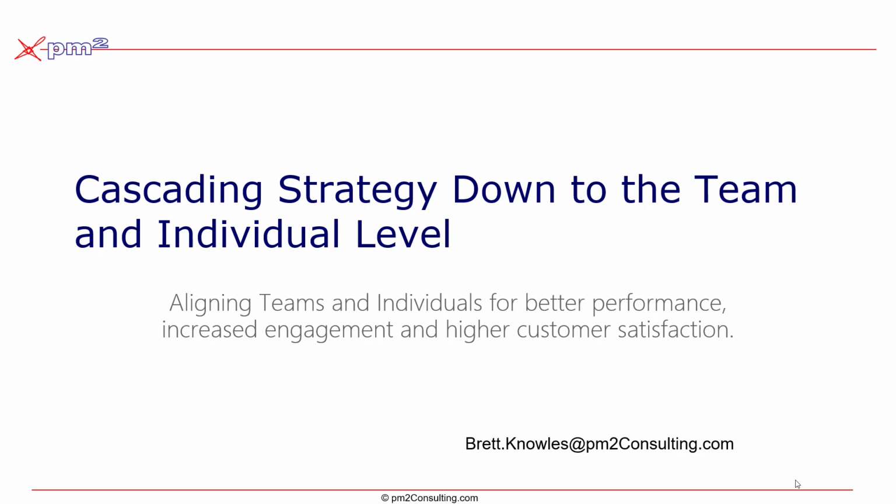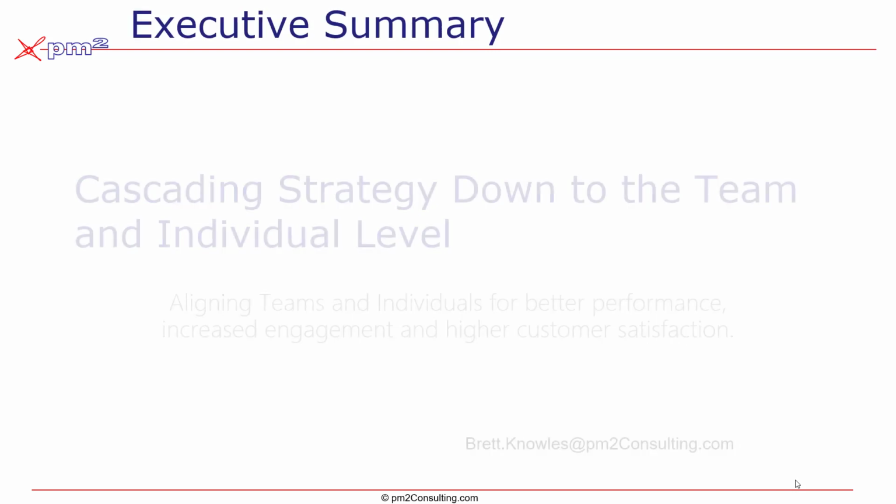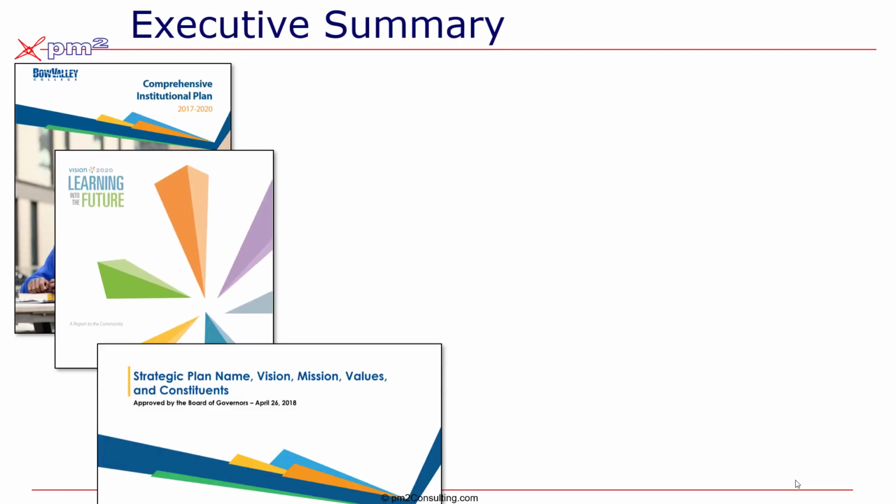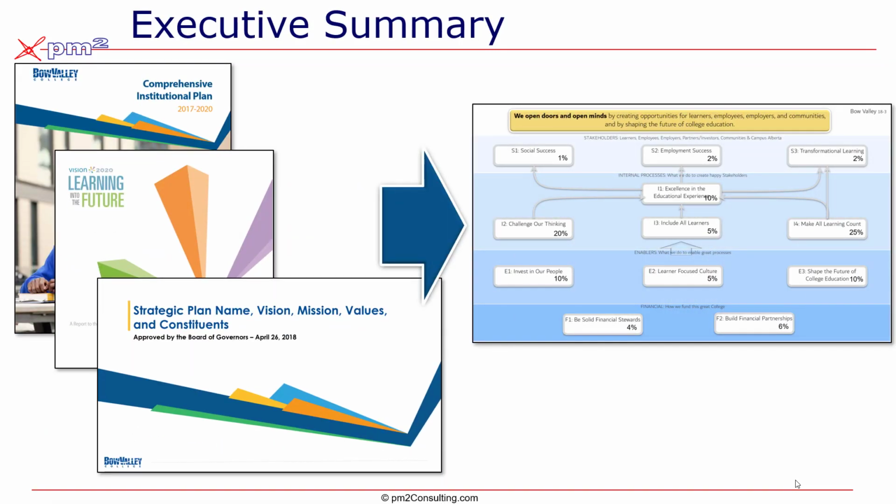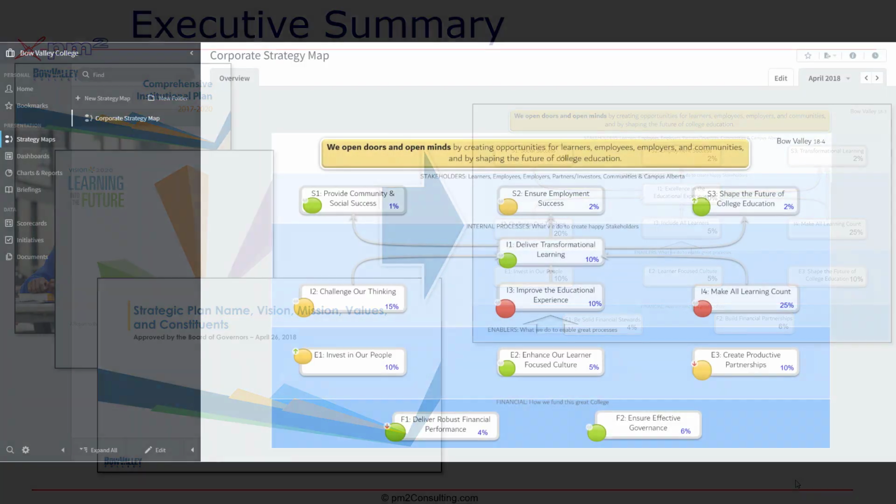This quick overview is how to cascade strategy down to the team and individual level. This is part of the continuing case study on Bow Valley College. As a quick reminder, we took the strategy plan, vision statements, etc. from the college and with the leadership team built a strategy map. This becomes the foundation for the balanced scorecard once we add data to the strategy map.